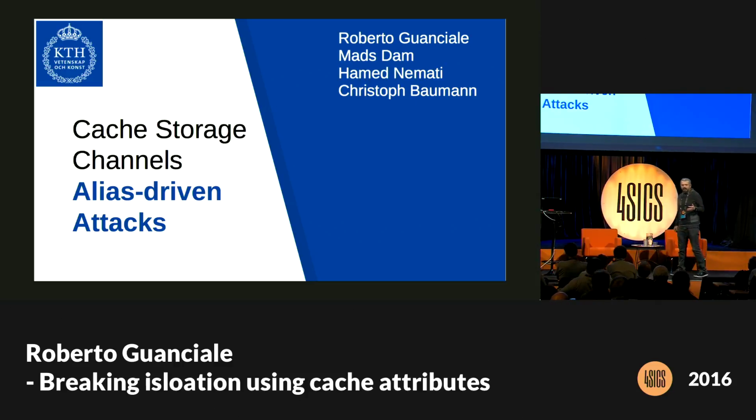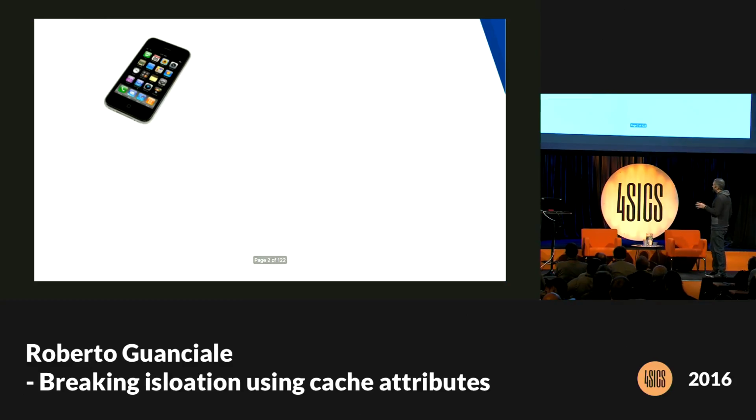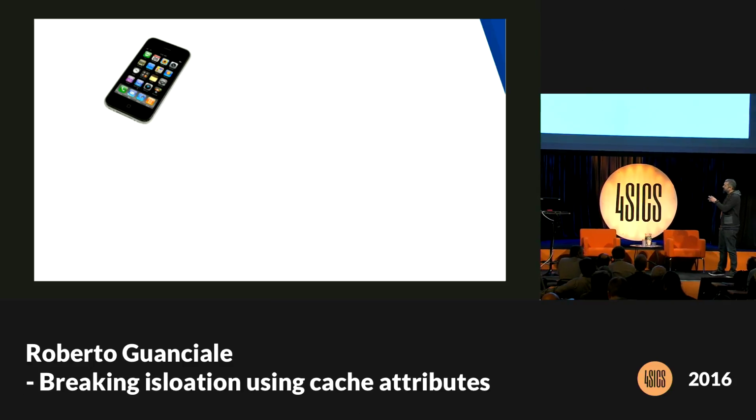So my talk will be on how you can use cache to attack both the integrity and confidentiality of secure systems. But let me first introduce a little bit of my research and a little bit of motivation, right? So there are several scenarios here.